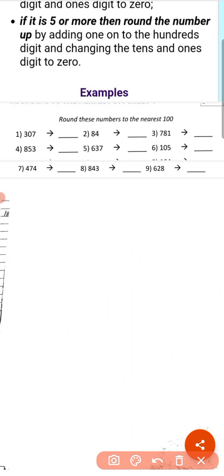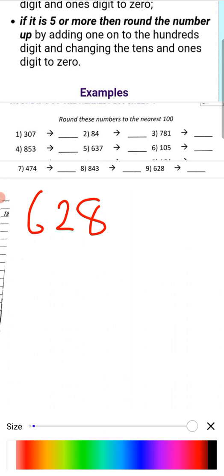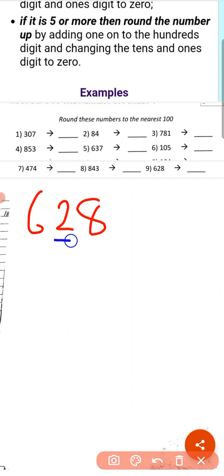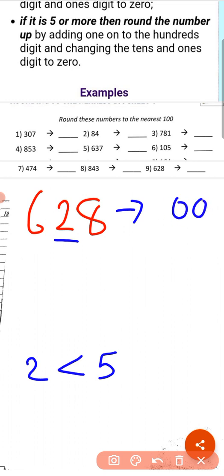Next is 628. What is the first step, children? Look at the digit at the tens place. That is 2. 2 is less than 5. So change the ones place and tens place to zeros. Then write the digit at the hundreds place. So 600 is our answer.